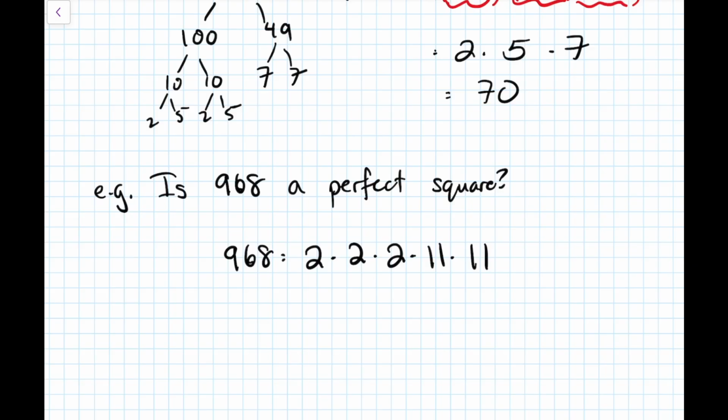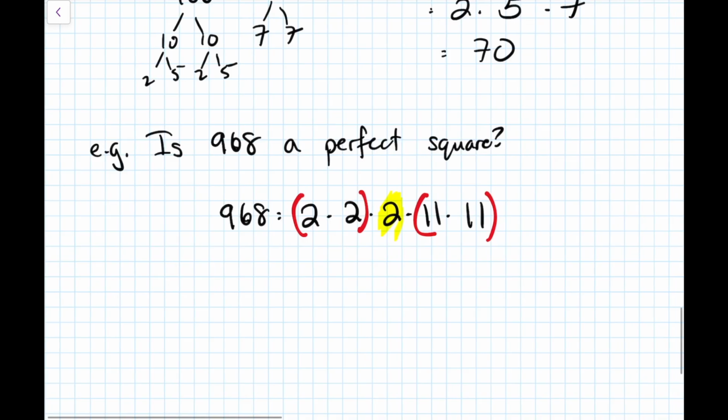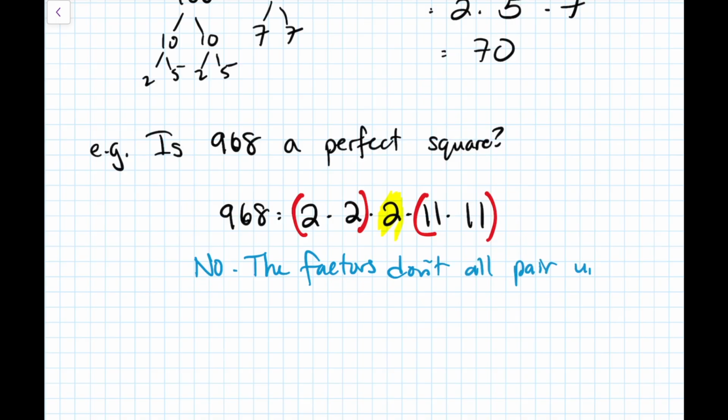All right, so looking at what we've got here, remember we make our prime factorization and then we find pairs. So I've got a pair of 2's, I've got a pair of 11's, but I've got this extra 2 in the middle here that's not paired up with anything. So because of that, the answer is in fact no. This thing isn't a perfect square. For something to be a perfect square, every single factor has to get paired up cleanly. So keep that in mind as you're going through and doing stuff.